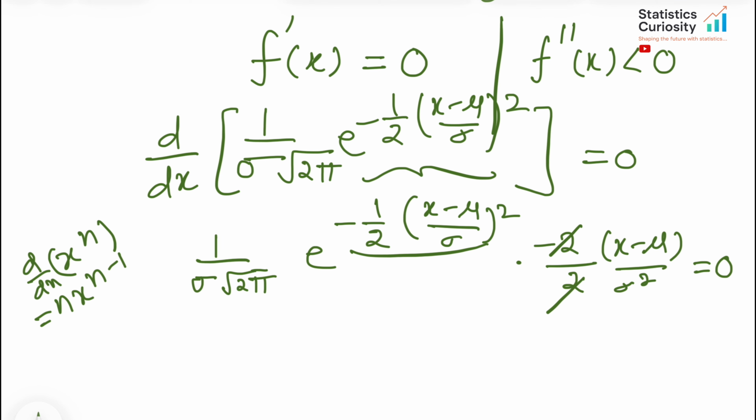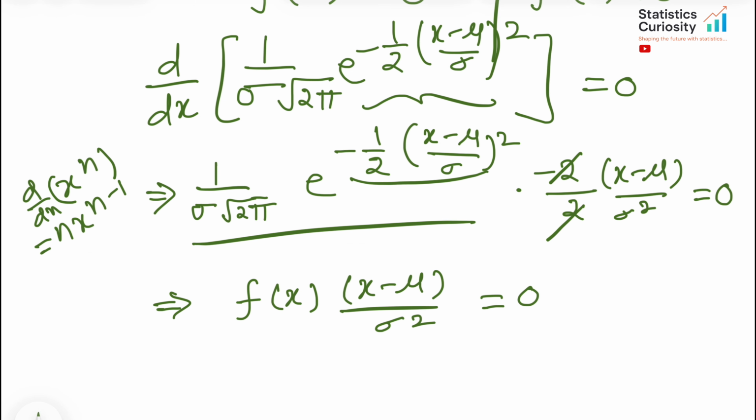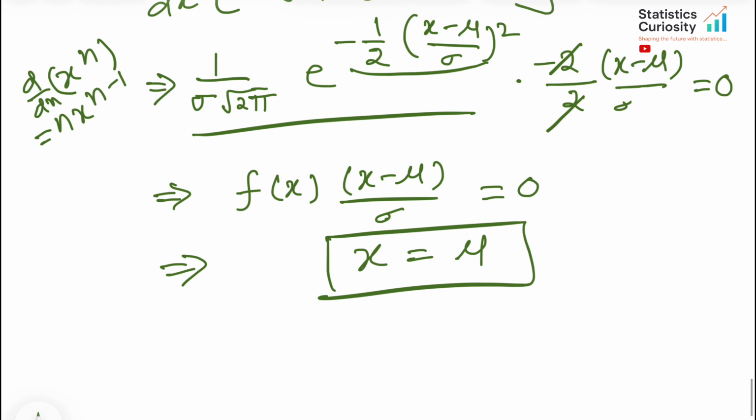This entire thing is actually similar to the PDF, so you can write it as f(x) into x minus mu upon sigma square equals 0. Oh, not a square, it is actually sigma only, since this whole square cancels the 2. So this is sigma only. In this way, f(x) will not be 0 and sigma is not 0, so this gives you x equals mu. In this way you can see that the mode is also mu.